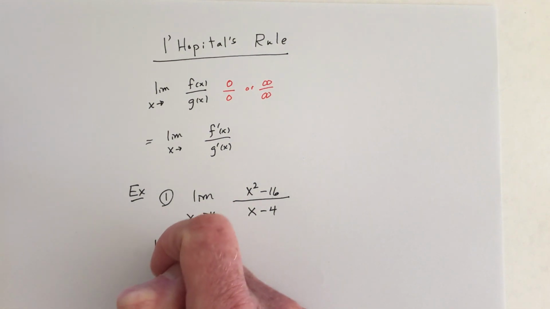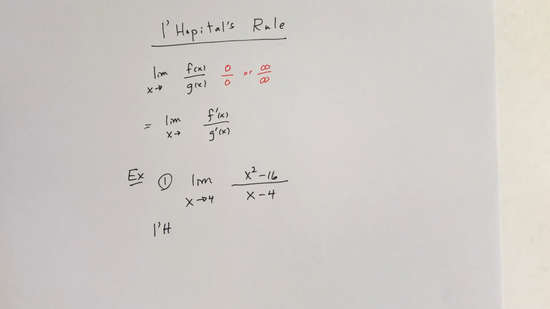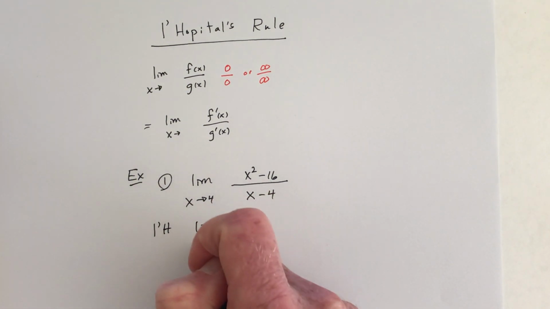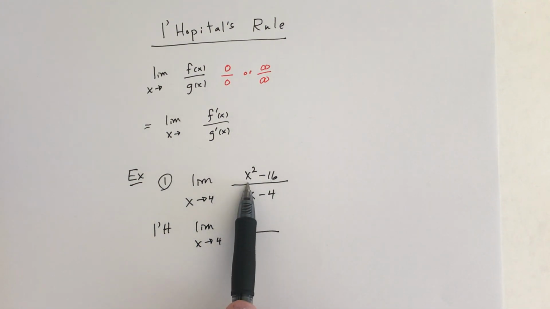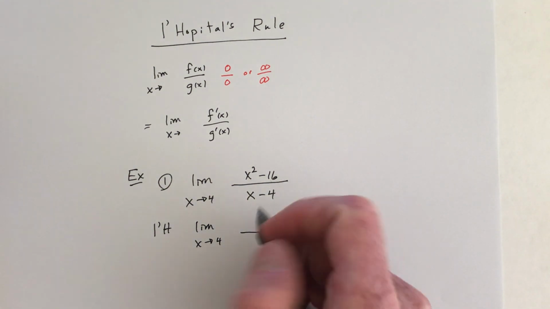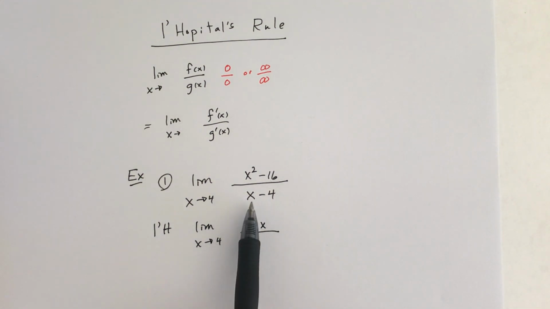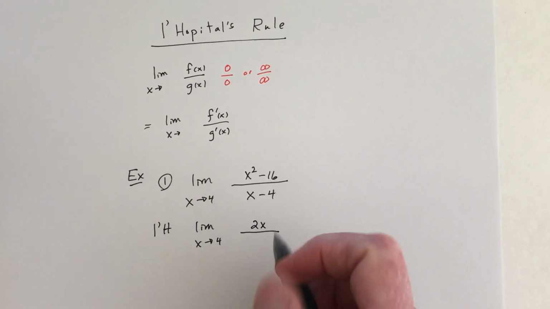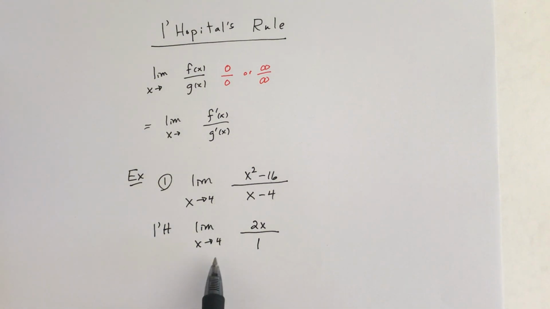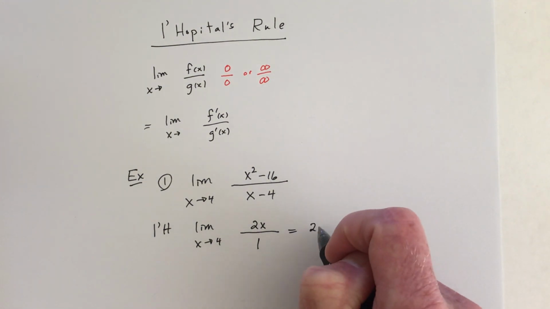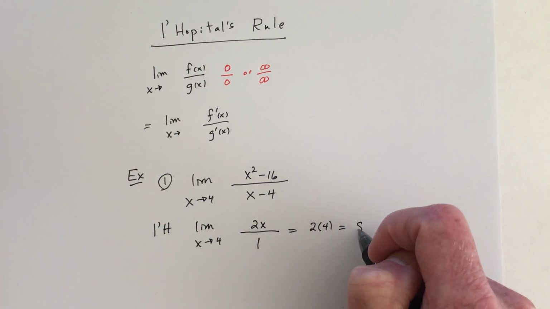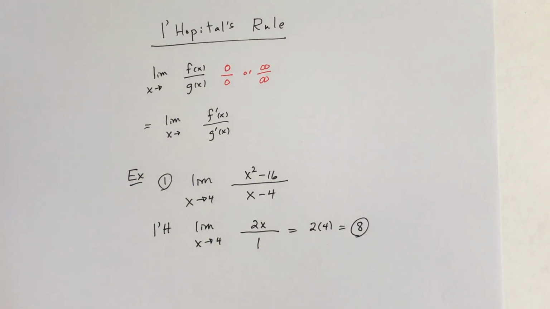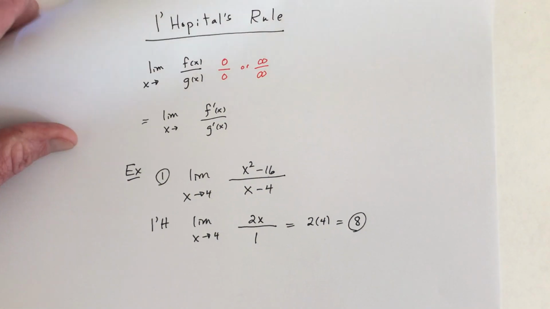And usually I just write down this to say that I'm using L'Hopital's rule, and it's still going to be the limit as x approaches 4. Then take the derivative on the top, which is just going to be 2x. The derivative of this 16 is 0. And then take the derivative on the bottom, and the derivative of x is 1. And now when I plug in the 4, there's no more division by 0. It's just going to be 2 times 4 divided by 1, or in other words, just 2 times 4, and it equals 8. So that's very nice. It cuts down on a lot of work for finding limits.